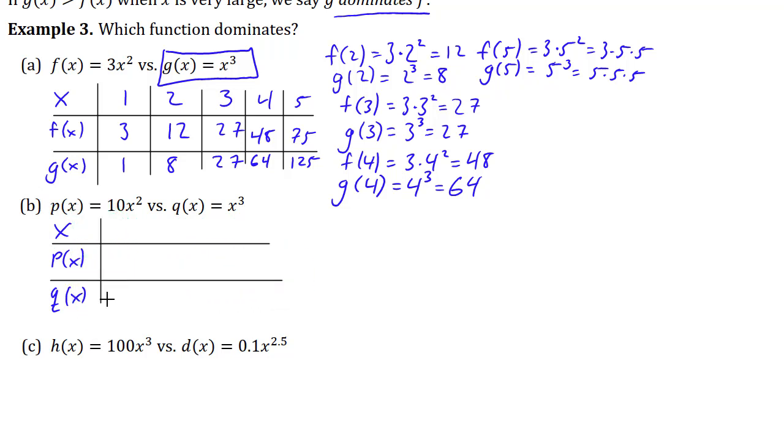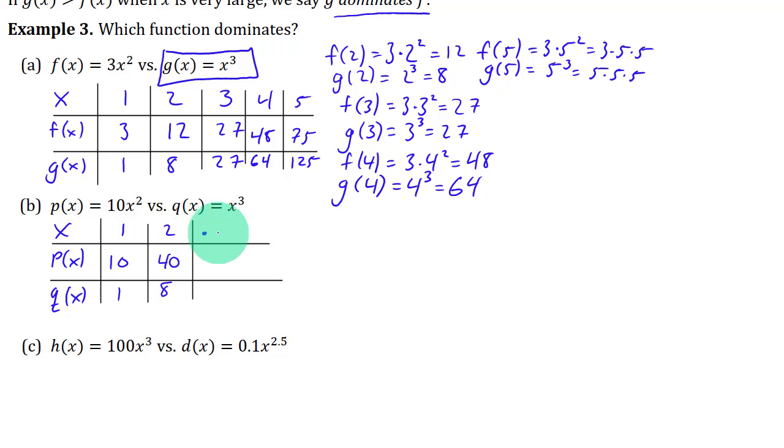If we start with something like 2, or let's plug in 1 actually. If x equals 1, 10 times 1 times 1 is going to be 10. Q of 1 is going to be 1. So p of x is way bigger when you plug in a number like that. If you plug in x equals 2, p of x is going to be 10 times 4, which is 40. Q of 2 is going to be 8. So 40 is way bigger than 8 so far.